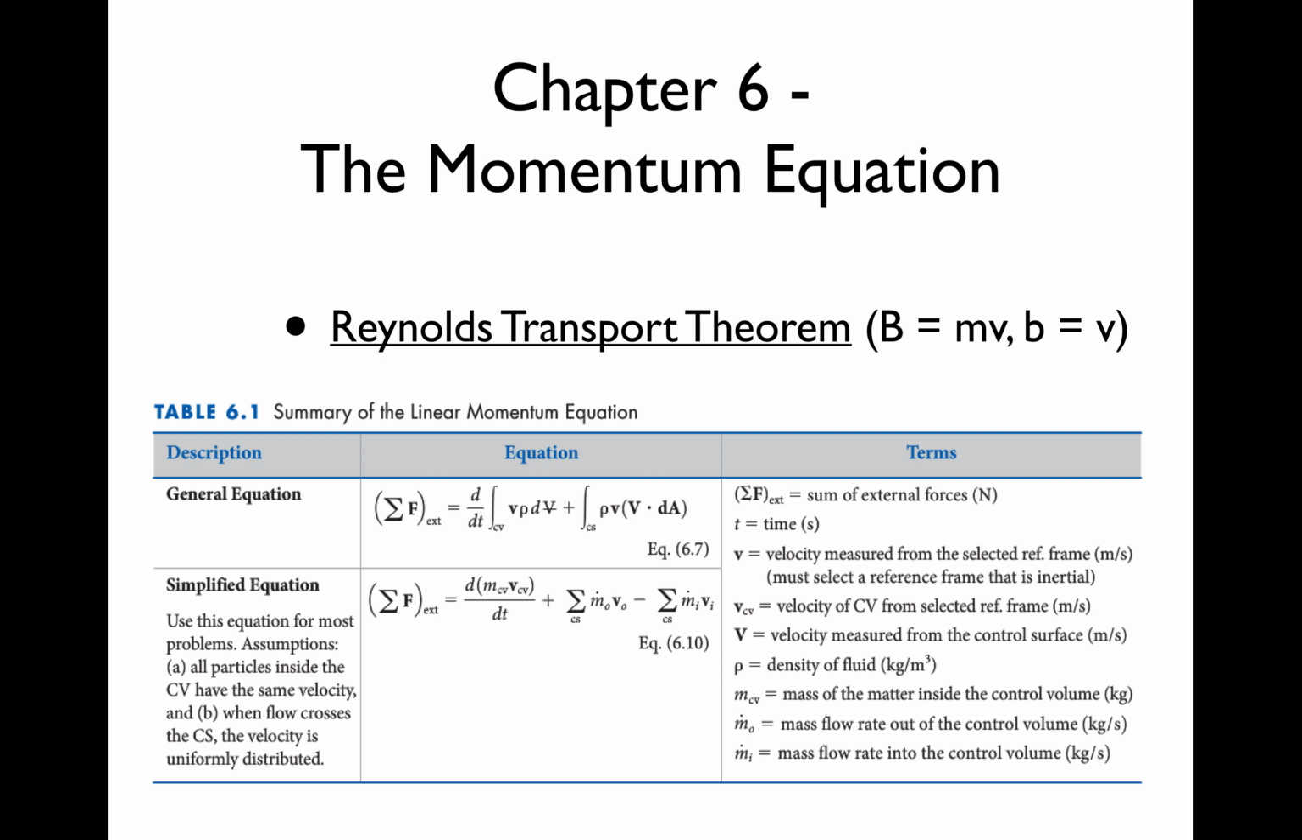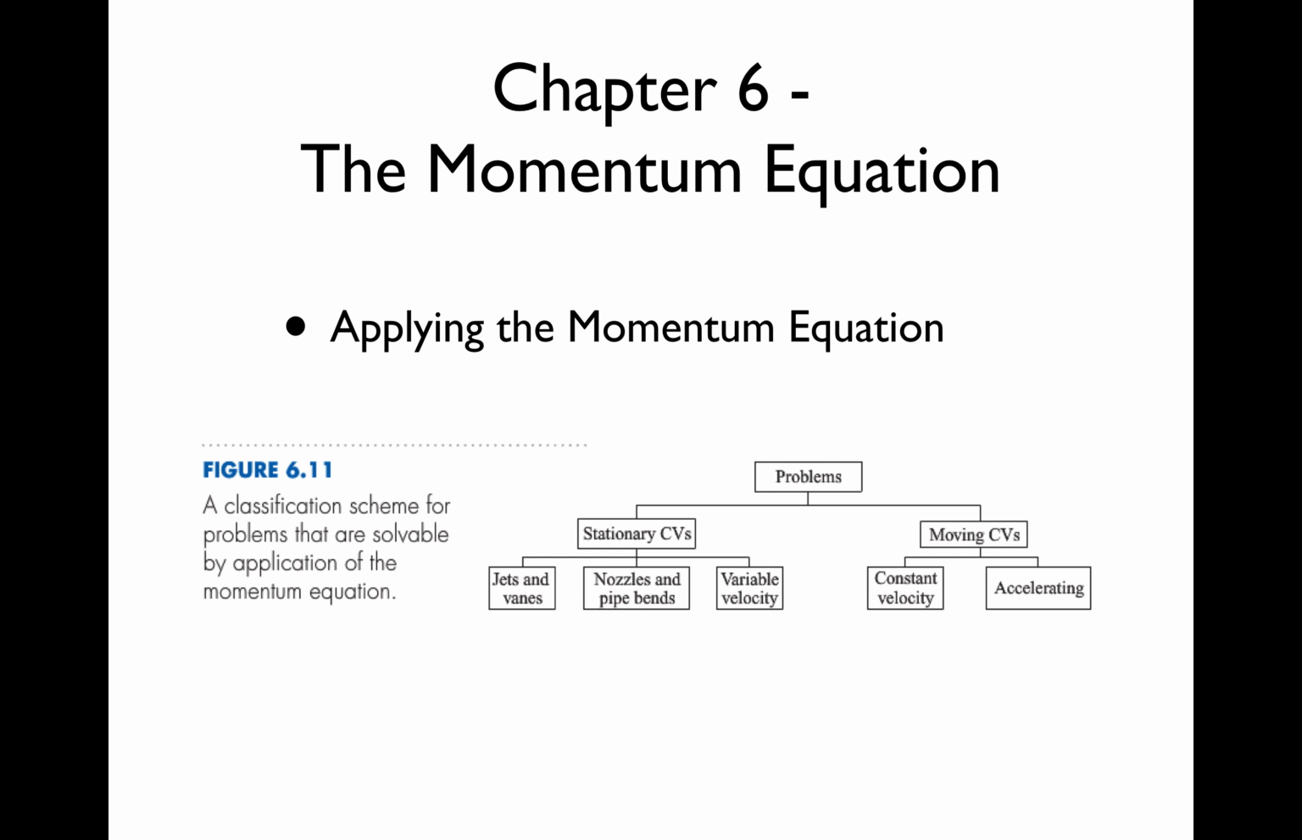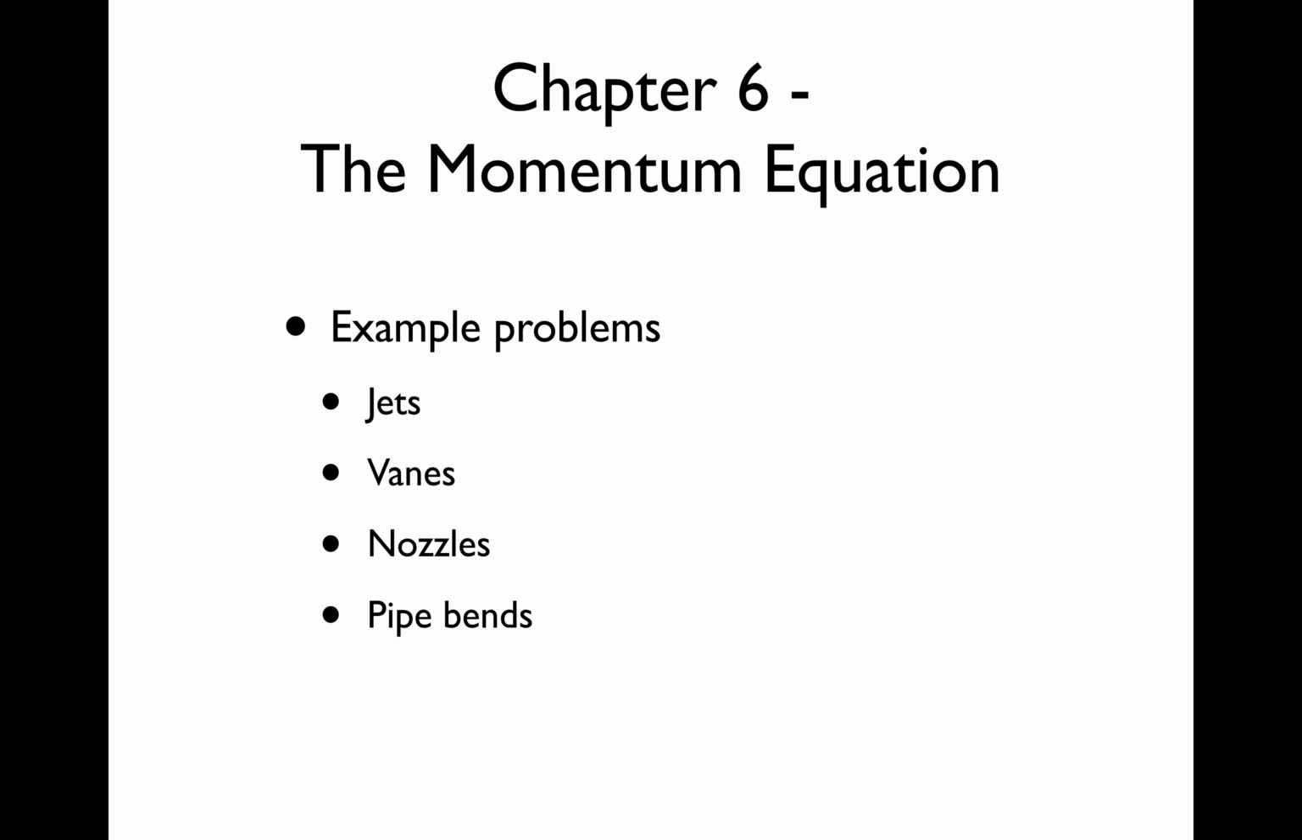And so this is just a table that shows our working equations, and you should be familiar with the simplified equation here at the bottom, and what the various terms mean and how you use this to do various problems. In particular, we're going to be interested in stationary control volumes and jets, vanes, nozzles, and pipe bends. So make sure you have a look at those types of problems and be sure you know how to do each one of them.